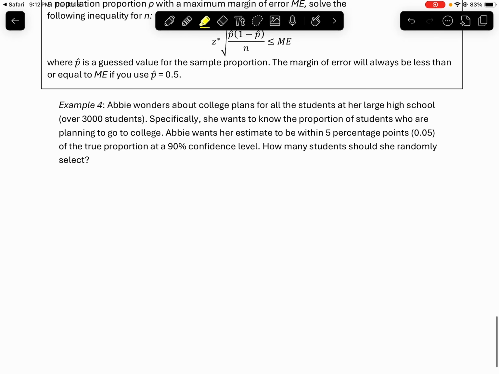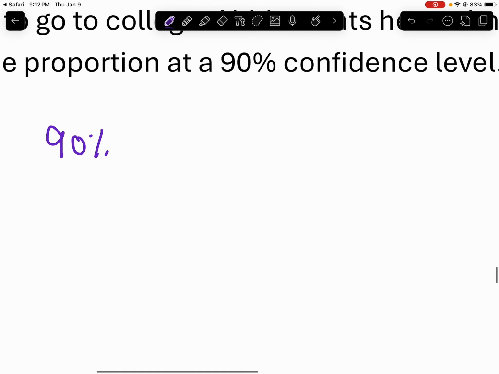So, last example. It says, Abby wonders about college plans for the students at her large high school, which is over 3,000 students. Specifically, she wants to know the proportion of students who are planning to go to college. If Abby wants her estimate to be within 5 percentage points, so 0.05, of the true proportion at a 90% confidence level, how many students should she randomly select? So, we want a 90% confidence interval.